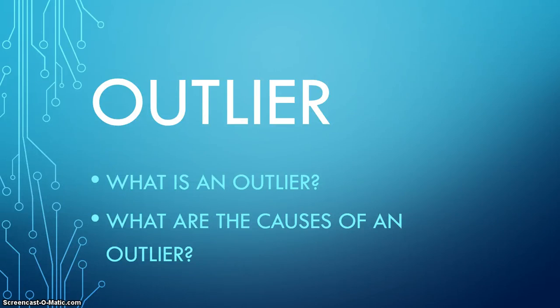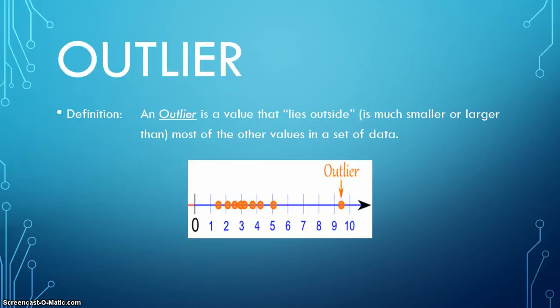And welcome back. As you can see on the screen, what we're going to be talking about today is outliers. This is the second video on outliers, and we're going to go over what is an outlier. What's going to change this up is we're going to talk about the possible causes of an outlier. Alright, so we're going to start off with the definition, in case you forgot.